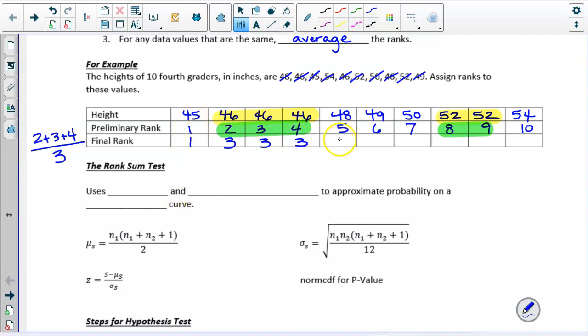All of these, you just bring down. Ranks aren't going to change. And then this one, 52 and 52 is the same. So 8 and 9, I would add 8 plus 9 and divide by 2, which gives me 8.5. So that's the final rank for these data values.